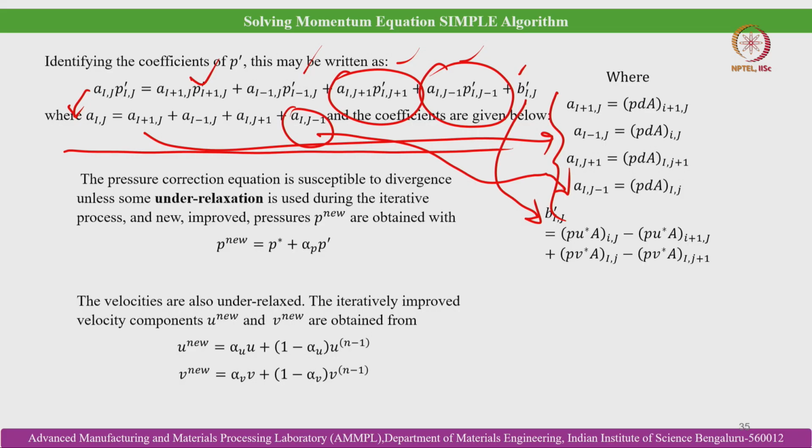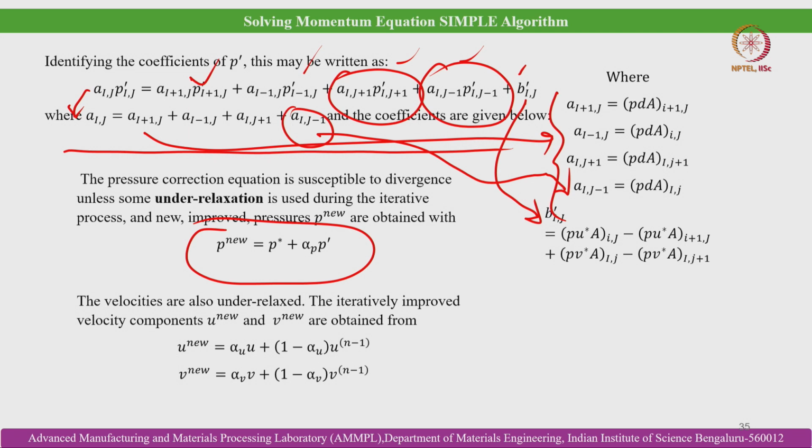So then the pressure correction equation is susceptible to divergence unless some under relaxation is used during the iterative process, and new improved pressures P nu are obtained with P nu is equal to P asterisk plus alpha P P prime. So the velocities are also under relaxed.